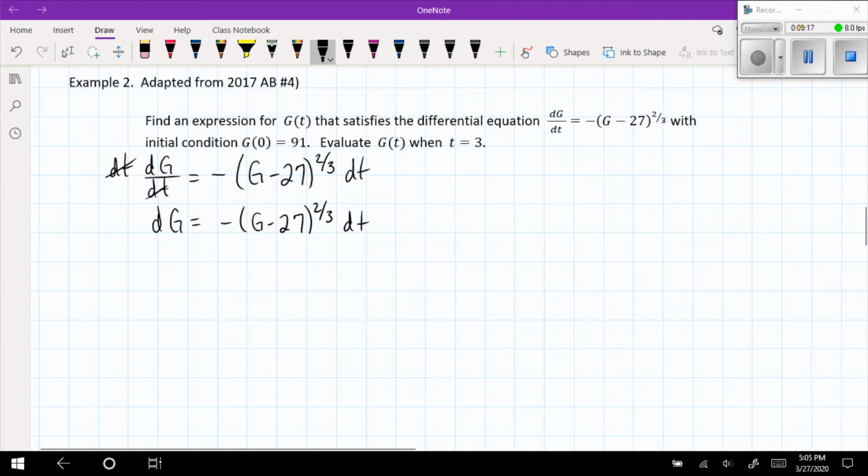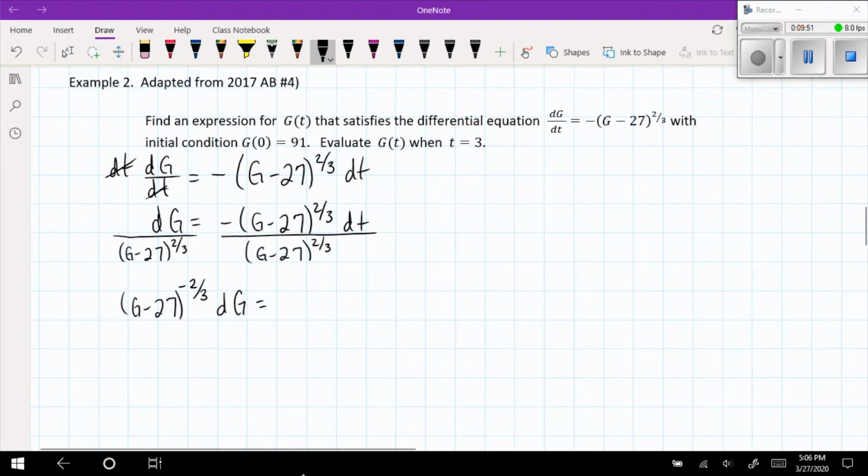I can't just pull it out of a set of parentheses where something is being subtracted and then that whole quantity is being raised to the 2/3. So I'm going to literally have to divide both sides of the equation by g minus 27 quantity to the 2/3 to make that disappear. And what I do to one side of the equation, I must mimic on the other to maintain the balance of the equality. So g minus 27 to the 2/3. And now we're going to clean it up. This is going to give me g minus 27 to the, yes, you guessed it, negative 2/3 dg is equal to negative dt.